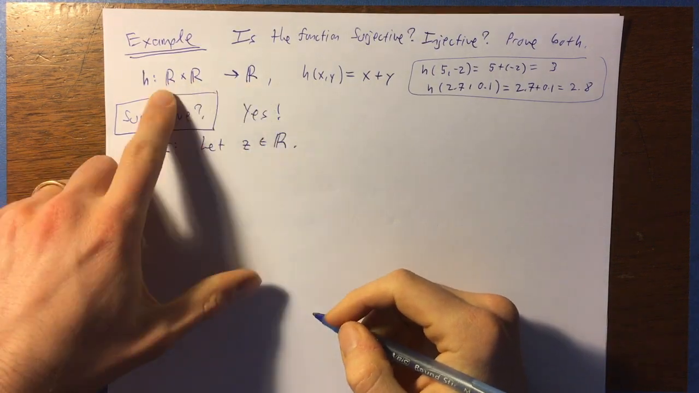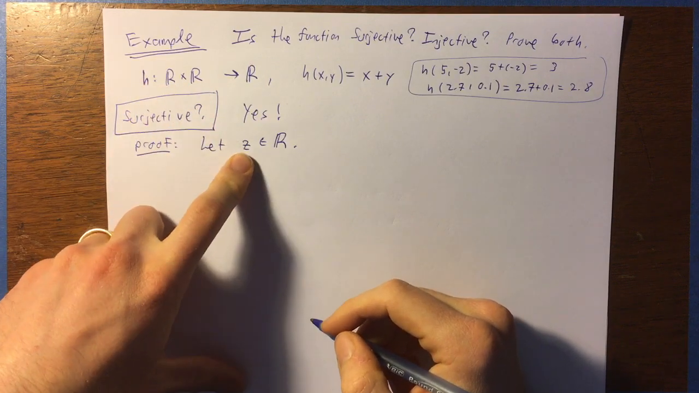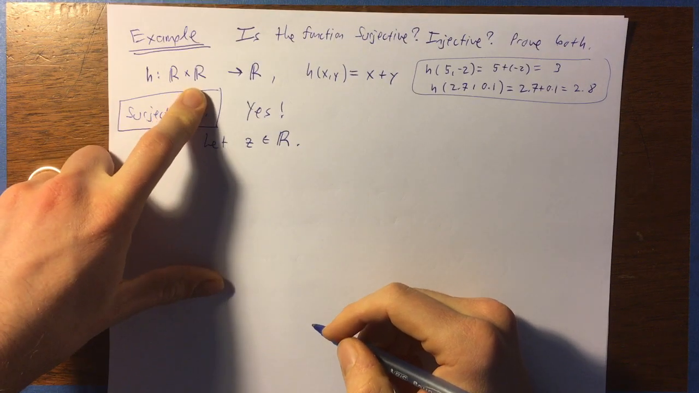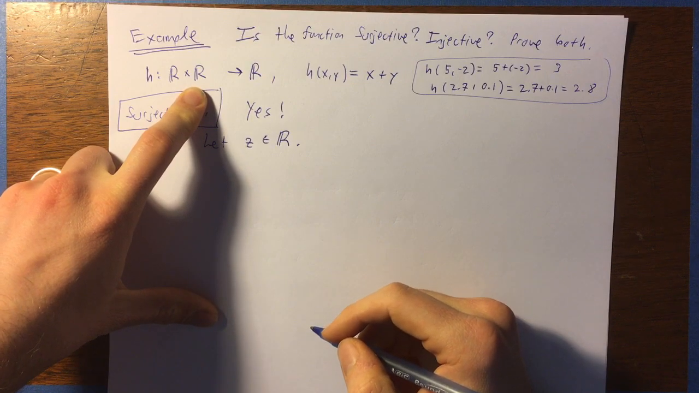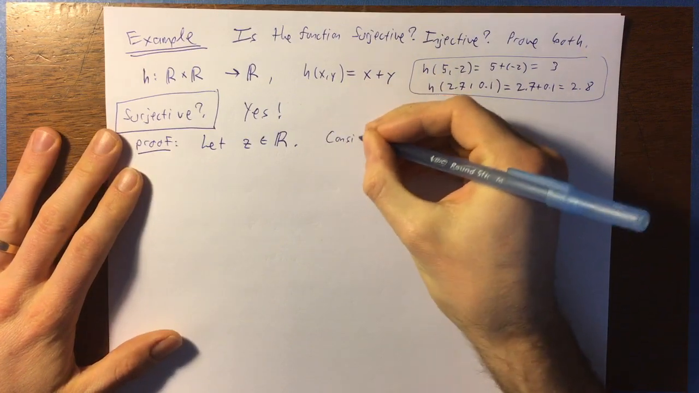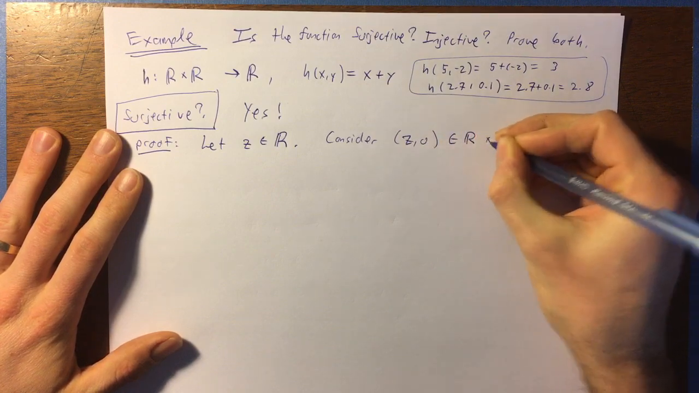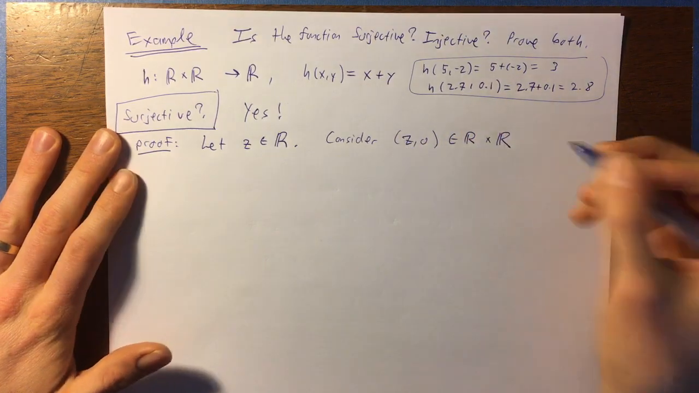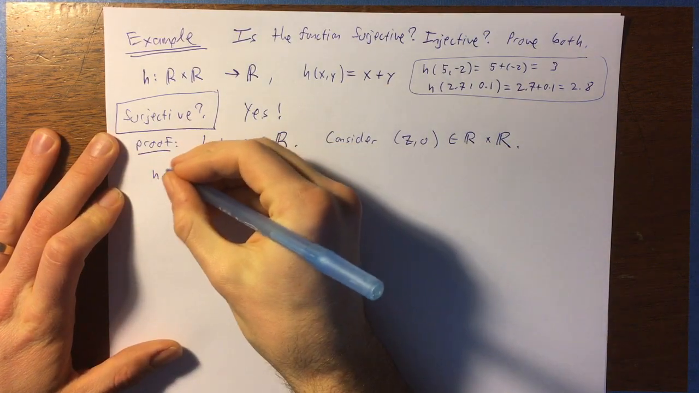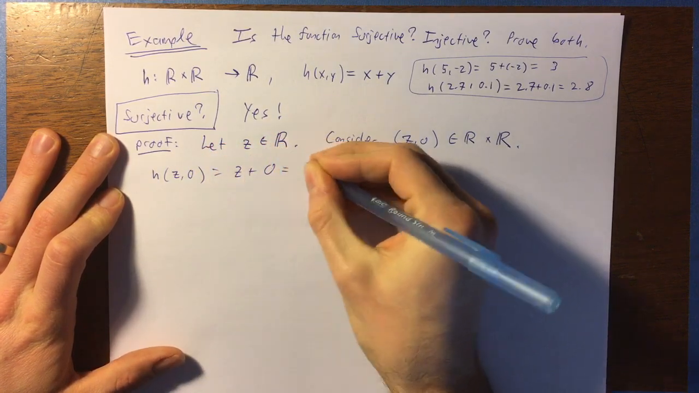Now what I want to do is find some input which is going to map to z. Well, z is a real number, so our input needs to be two real numbers that when added together give you z. Well, z could be one of them, because it's real. And for the other one, I might as well just take 0. This isn't the only thing I could do, but the simplest thing is to consider the element (z, 0). That is an element of R cross R, because z is a real number and 0 is a real number. And if I plug it into my function, h of (z, 0) is z plus 0, which is just z.